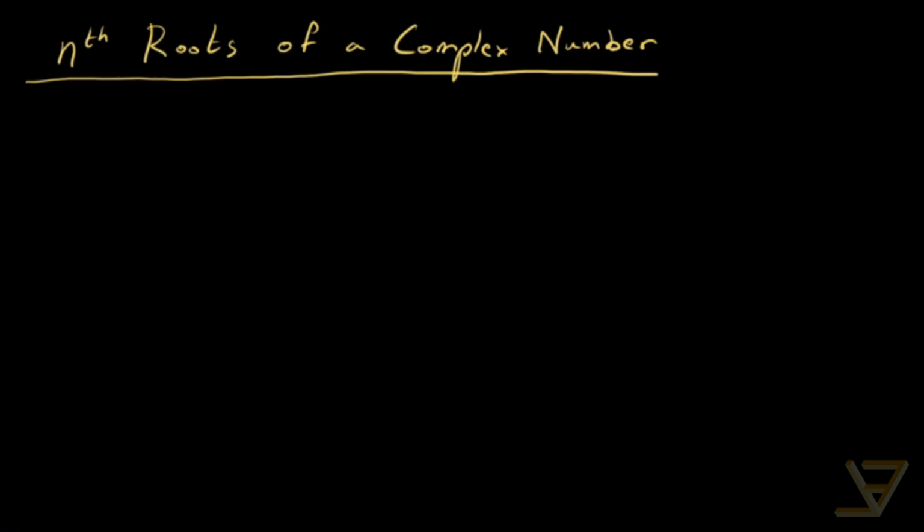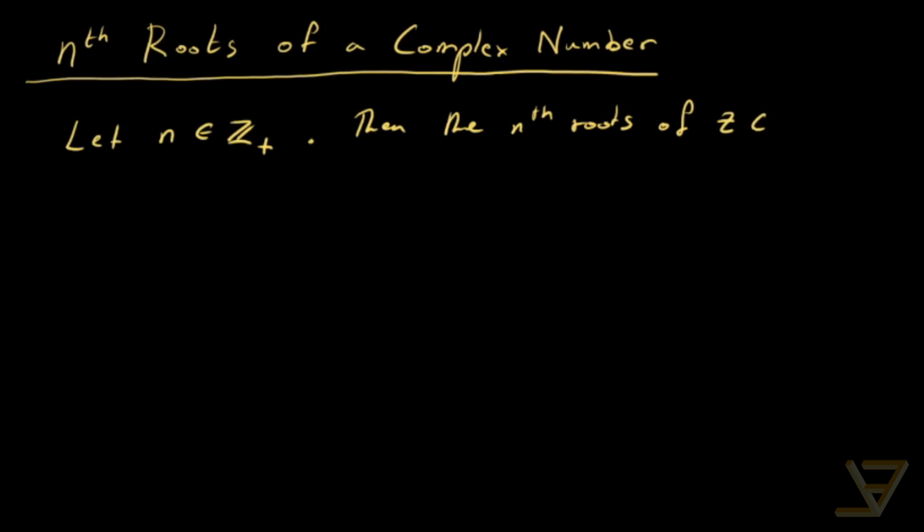Hi everyone, let's talk about finding the nth roots of a complex number. First, we need to precisely define what a root is. So we'll let n be in the positive integers. Then the nth roots of a complex number z will be the polynomial roots of f of x is equal to x to the n minus z.